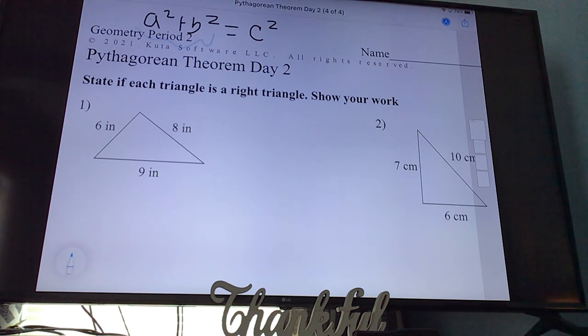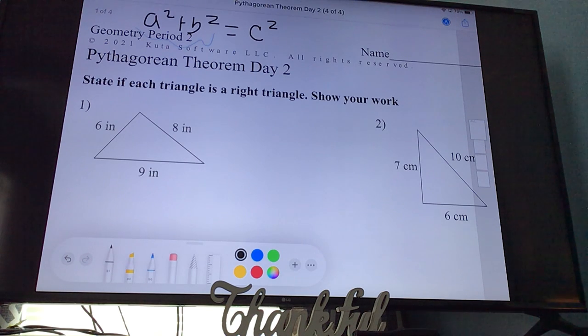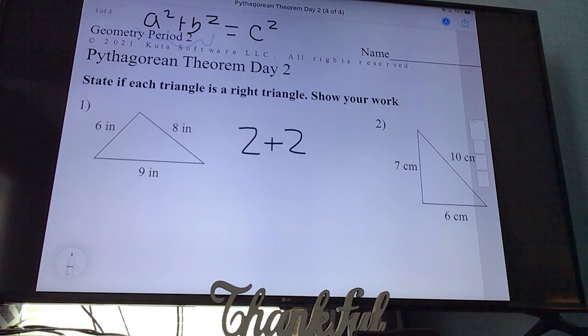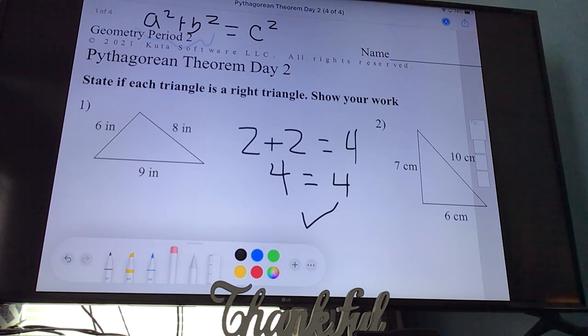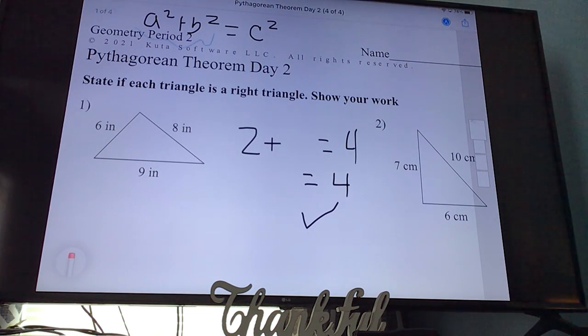The way to think about that is, once we were all said and done, if a squared was 2, and b squared was 2, and c squared was 4, does 2 plus 2 equal 4? Yeah, you're going to get 4 equals 4. And so you could say, yes, that is a right triangle. But if we erase this and put 2 plus 3, that's 5. Does 5 equal 4? No, then something does not qualify as a right triangle.